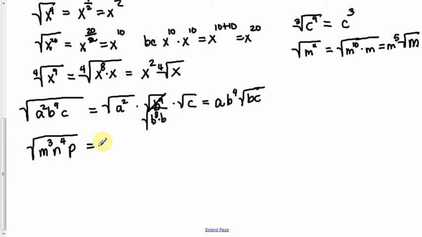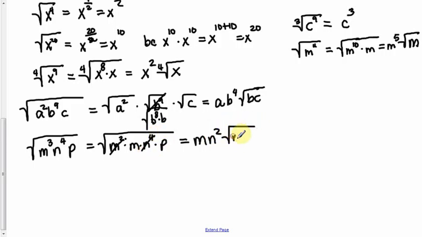Okay? So this would be broken down into, I can't divide 3 by 2 evenly, so it'll be m squared times m. N to the 4th I can do, so I'm just going to rewrite it. And then p I cannot do, so I'll just rewrite it. The square root of m squared is m. So if you want to mark them off as you bring them out, you can. The square root of n to the 4th is n squared. And then you're left with an mp underneath your radical.